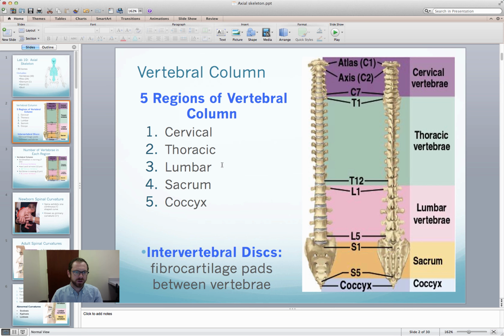We're going to start with the vertebral column, and there are 5 regions that make up the vertebral column. The most superior is called the cervical vertebrae. Then you have the thoracic vertebrae, followed by the lumbar vertebrae, then the sacrum, and then your most inferior region of the vertebral column is called your coccyx. In between each vertebra for these first 3 vertebral regions are intervertebral discs, and these discs are essentially cushions, and they're made up of fibrocartilage.